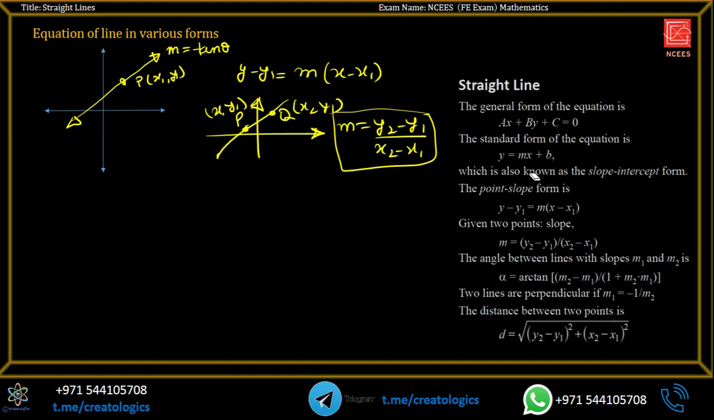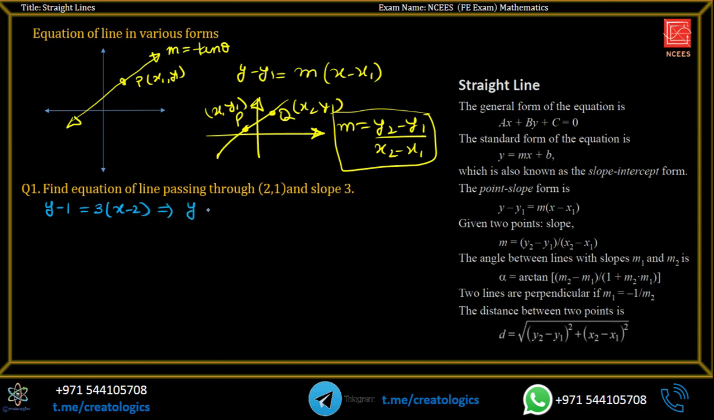So let us solve some questions first. First question says, find the equation of the line passing through (2, 1) and having the slope 3. So the equation of the line will be y minus y1, which is 1 here, is equal to 3 times (x minus 2). That's it. So it is our answer. Simplified, we get y minus 1 is equal to 3x minus 6. It implies y is equal to 3x minus 5. It is our answer. Next question.